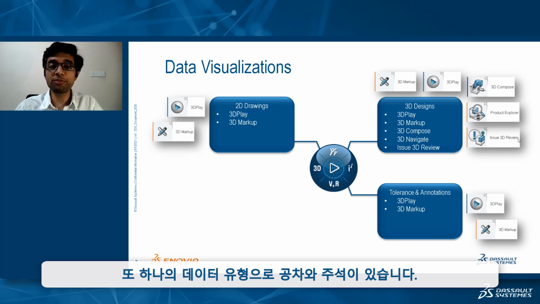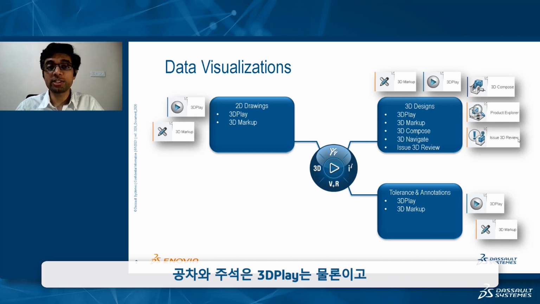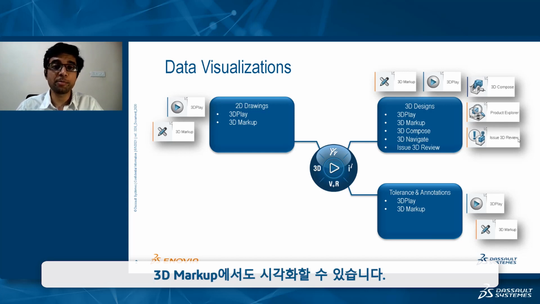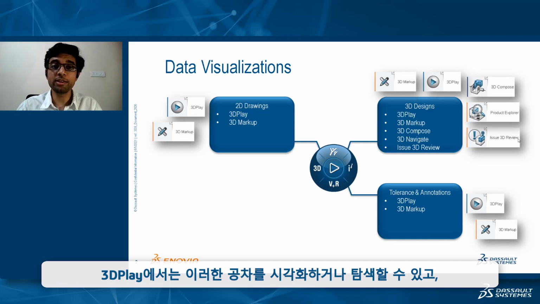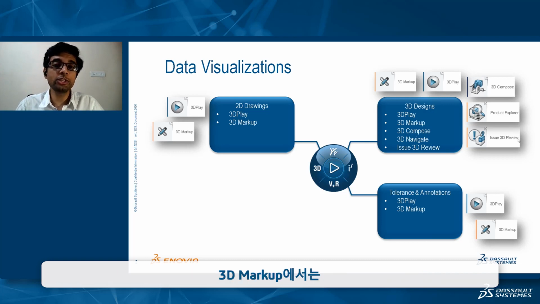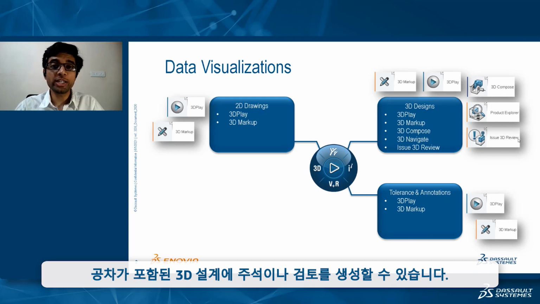Then another type of data is tolerances and annotations. You can visualize these tolerances and annotations in 3D Play as well as 3D Markup. Again, in 3D Play, you can visualize these tolerances and navigate through them, and you can use 3D Markup, for example, to create annotations or reviews on these 3D designs which have the tolerances inside them.